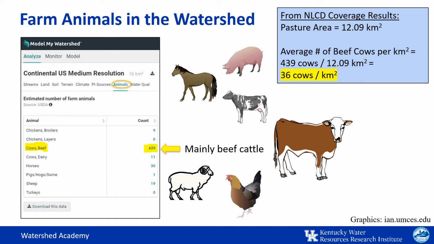In this case, we know there's 439 cows. We know the pasture area is a little over 12 miles. We can divide the two. We can see that there's an average of 36 cows per kilometer that we can use for maybe an individual farm or something like that, that type of estimate.